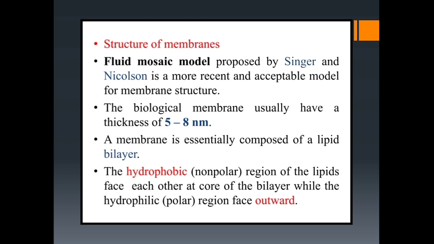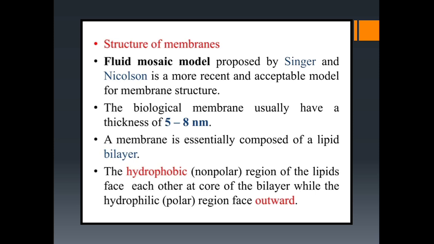It is more recent because it was proposed in 1972. You can see here 1972. A biological membrane usually has a thickness of 5 to 8 nanometers. We already discussed it's a very thin membrane and it can be seen only through a microscope, especially an electron microscope, and we can study the plasma membrane through the electron microscope because it is very small. A membrane is especially composed of a lipid bilayer.